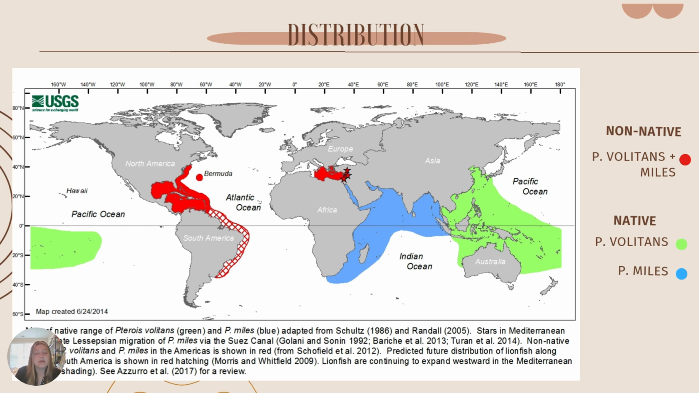Here is the global distribution of two different species of lionfish. P. volitans is depicted in red for its non-native range, and its native range is in green in the Pacific Ocean, and for P. miles it is in blue in the Indian Ocean.